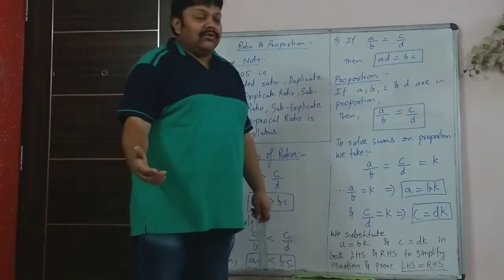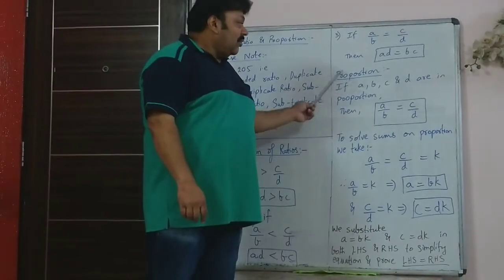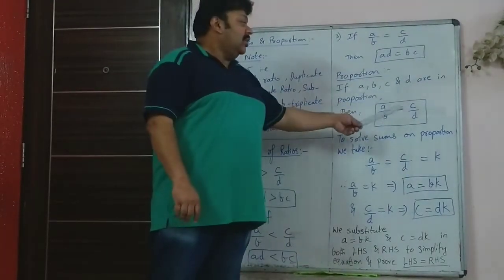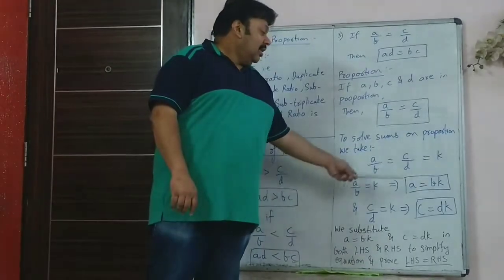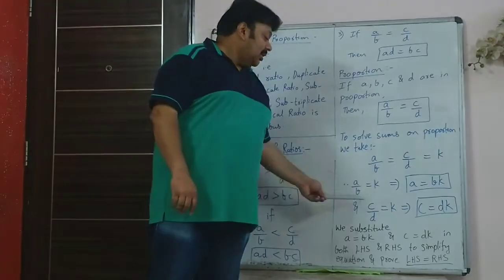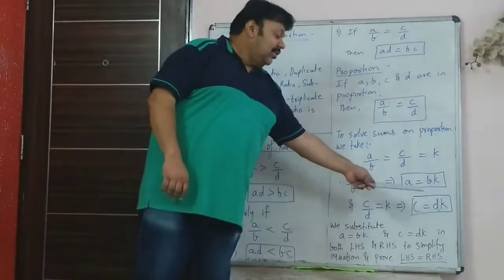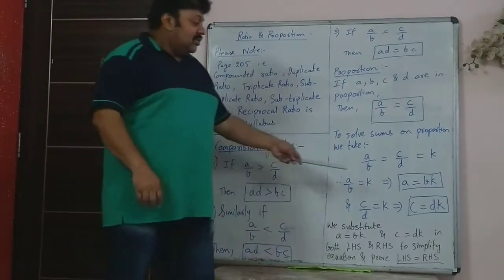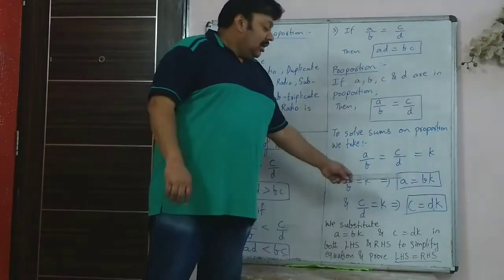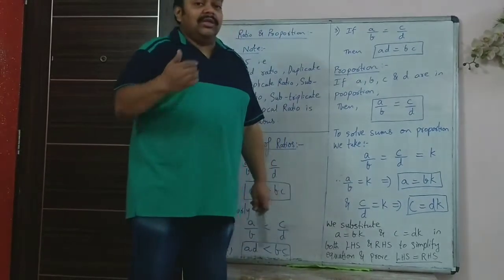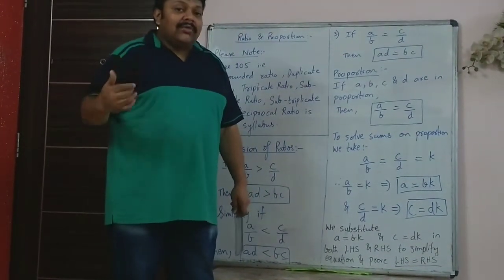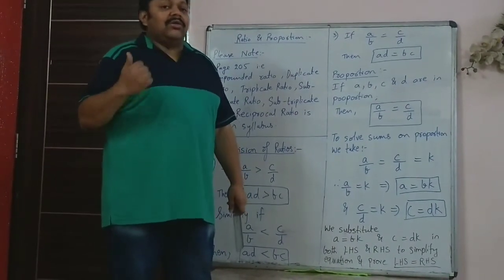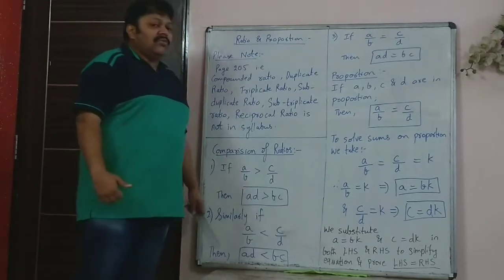So remember, if the word only proportion is there, then that means A by B is equal to C by D. We take it as K and write A is equal to BK and C is equal to DK. And then we substitute wherever we have A. Instead of A, we will write BK, and instead of C, we will write DK in the LHS and RHS, and then prove LHS equal to RHS by further factorizing and simplifying. So those sort of sums would be there.